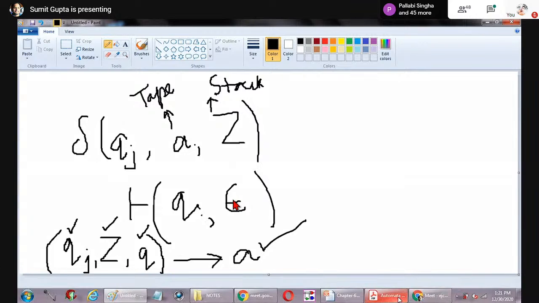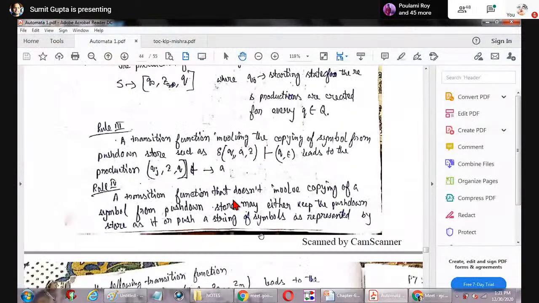Then one more rule we have, rule 4, which states that a transition function that does not involve the popping of a symbol from the pushdown may either keep the pushdown store as it is or push a string of symbols as represented by the following transition function.